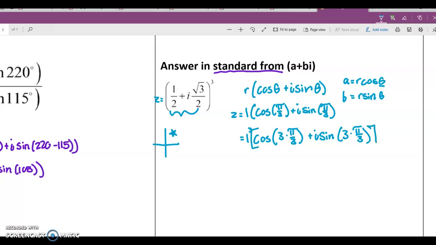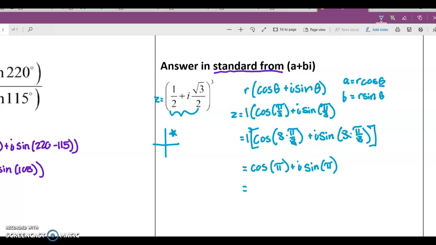That was sloppy of me, I should have put brackets here. But 1 to the third is just 1, so we're not even going to write that. We really don't even care. So this now is equal to cosine, these cancel, of pi plus i times sine of pi.